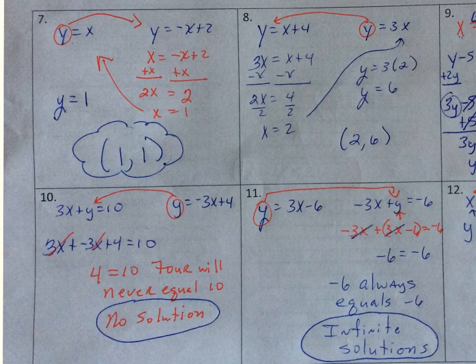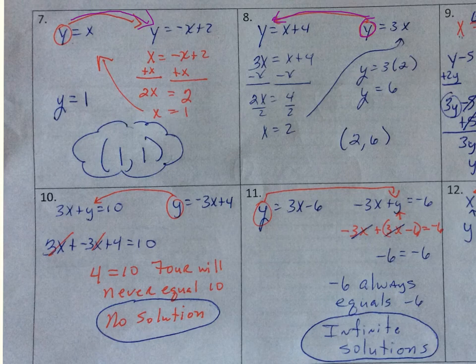Okay, on these problems, 7 through 12, it's all about substitution. Notice I've circled the variable that we've solved for. So I'm going to plug in y right here for this y. On number 8, I'm going to plug in this y over here, and so on and so forth. Now, on number 7, the answer is 1, 1.